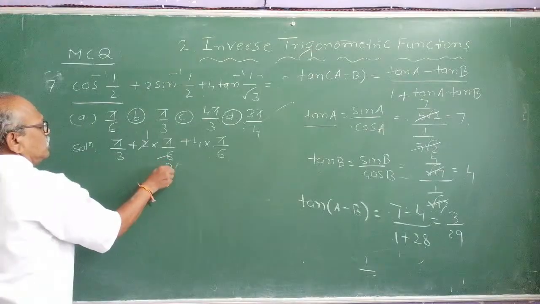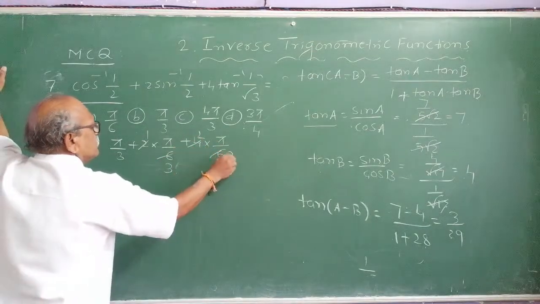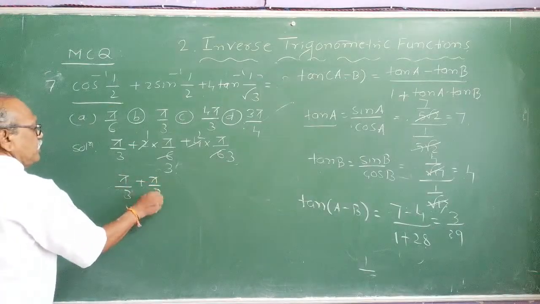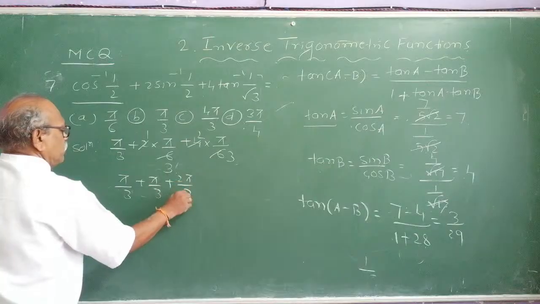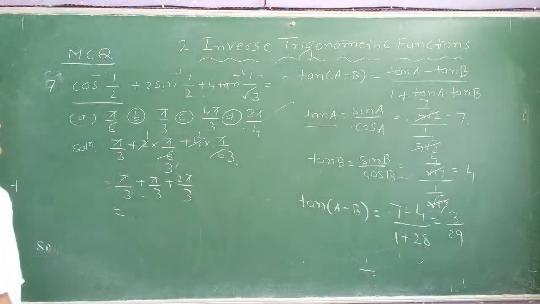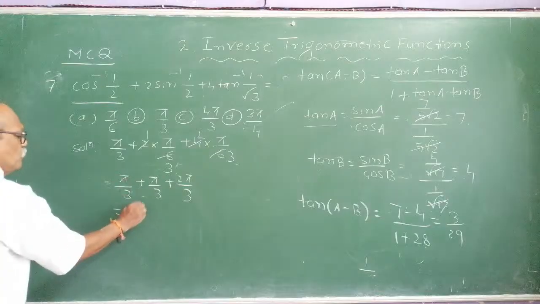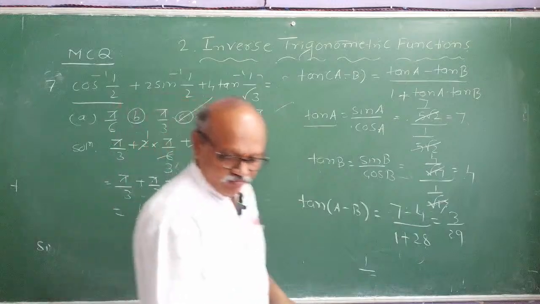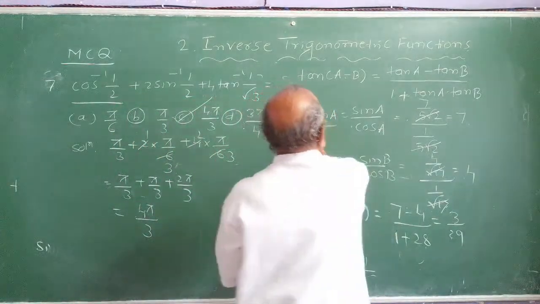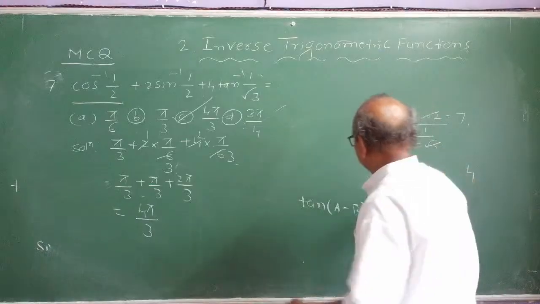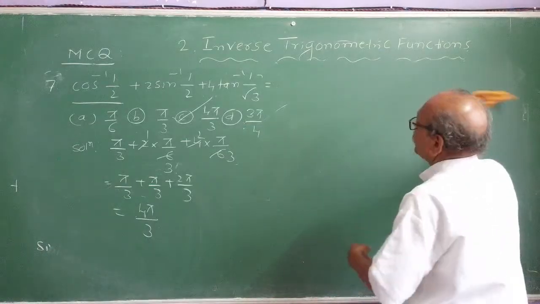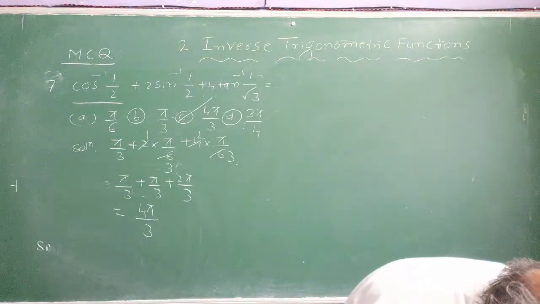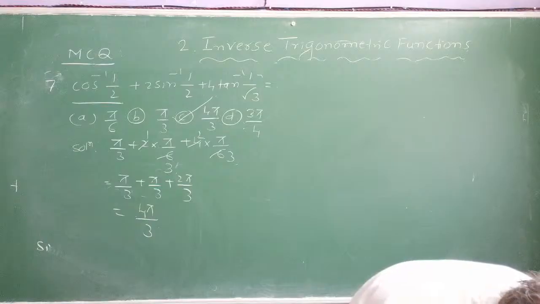Easy question. 2 1s are 2, 3s are 3, 2 2s are 2, 3s are 3. You are left with pi by 3 plus pi by 3 plus 2 pi by 3. What do you get here? 2 pi by 3 plus 4 pi by 3. Therefore, correct answer is C. It was a level 1, very simple question. First level, first round question. You can find out the answer easily.